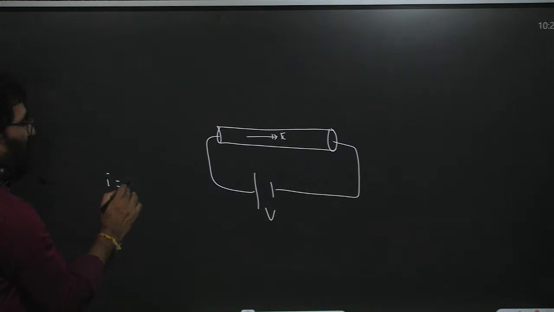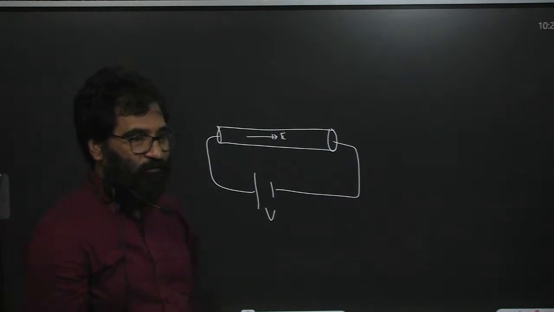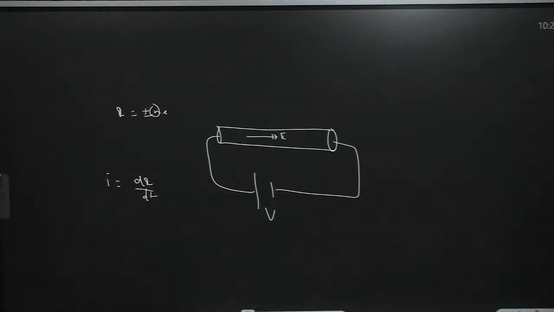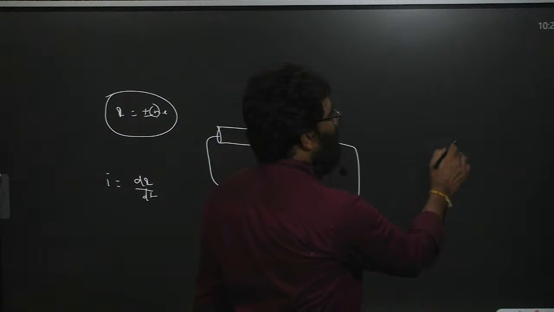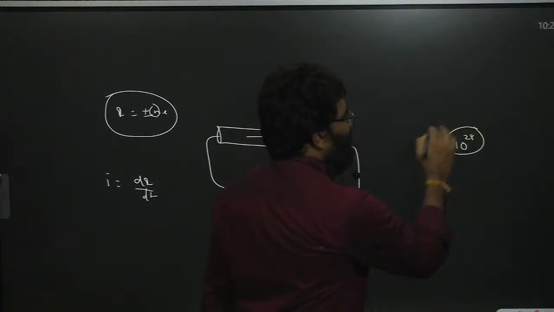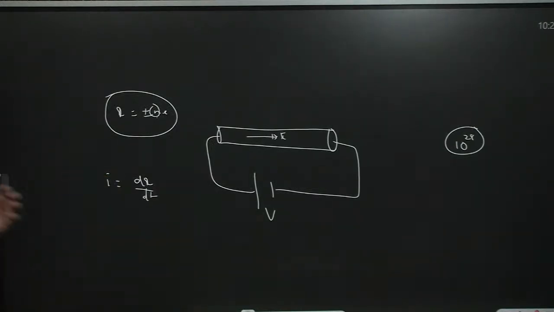Current is the rate of change of charge flown, dq by dt. Q is equal to plus or minus Ne, where N is the number of electrons per unit volume. Since charge is quantized, Q is equal to plus or minus Ne. Here N is the number of charge carriers per unit volume. Suppose you take any conductor, on an average, per unit volume, 10 power 28 atoms exist, 10 power 28 per meter cube. Now, Q is equal to Ne.